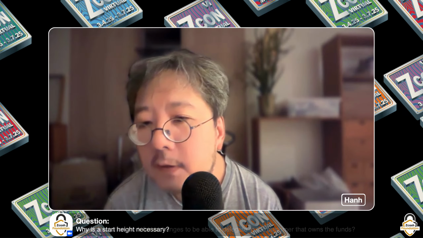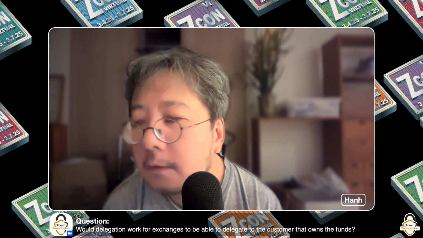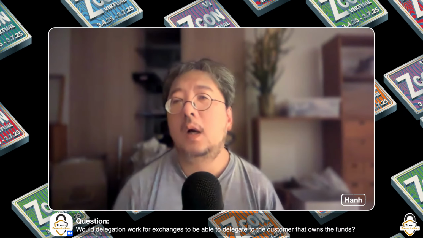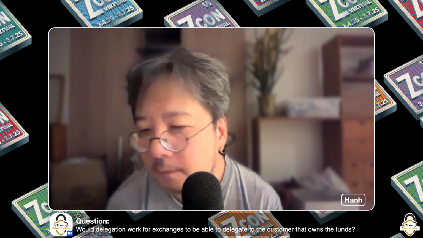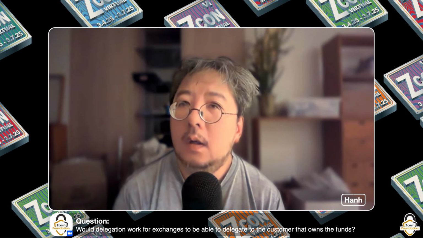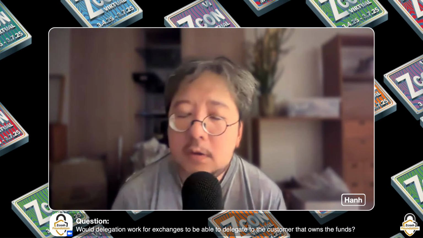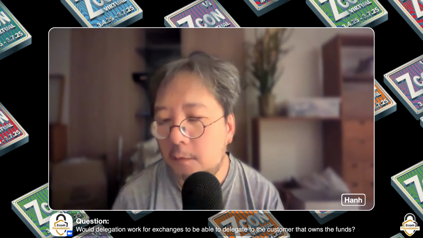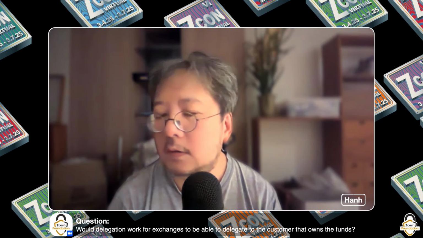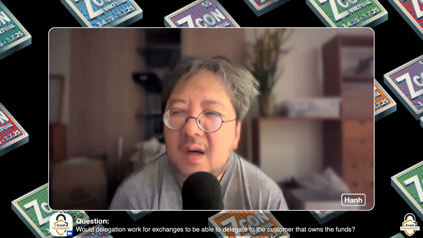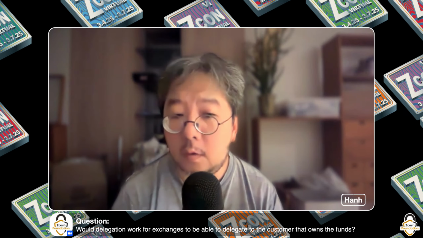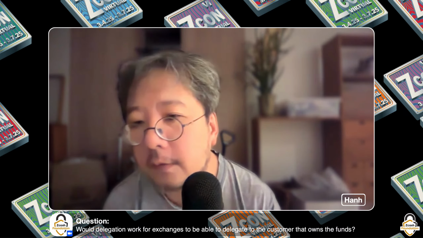Would delegation work for exchanges to be able to delegate to the customer that owns the funds? Yes, they could. Technically it's possible. I'm just not sure they are willing to go through the extra difficulty of running this whole process, because at this time I think that most of them don't even hold their coins in Orchard. They just hold them in transparent coins.